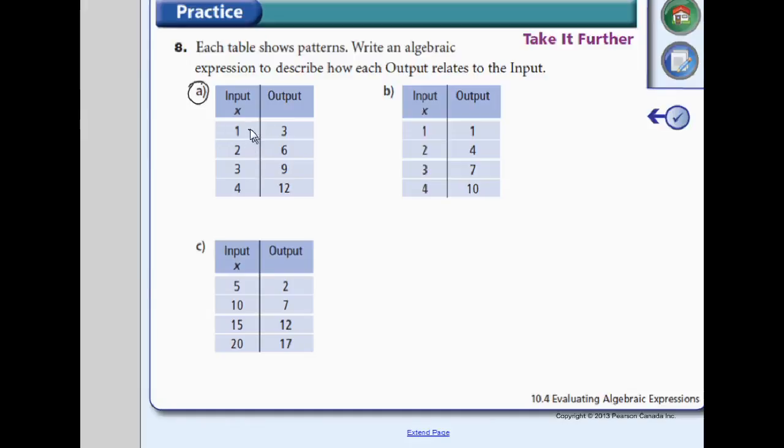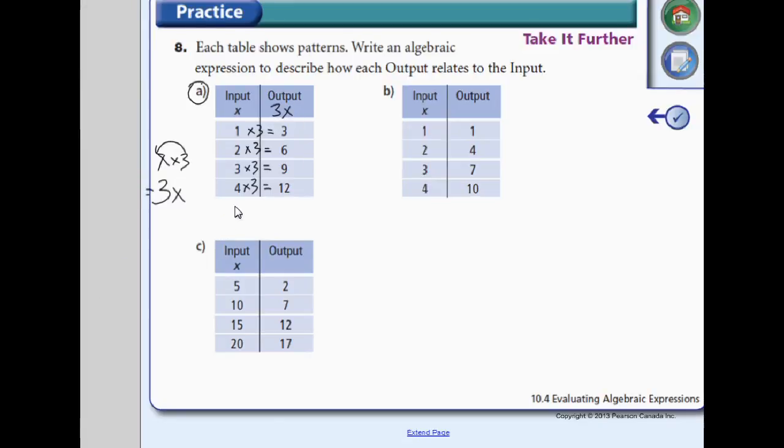Well, this one's pretty easy. If we simply multiply all of these by 3, that's going to give us the output. 1 times 3 is 3, 2 times 3 is 6, 3 times 3 is 9, 4 times 3 is 12. So our output is X times 3. But we don't write X times 3 because that's bad form. Instead, we put the number in front of the variable and we get rid of the multiplication sign. So our output is 3x, which means 3 times x.